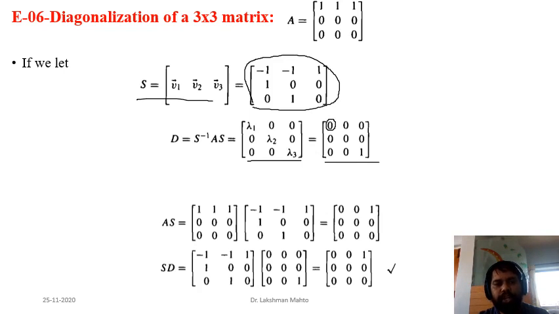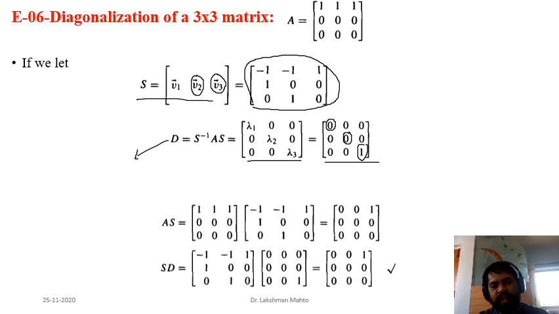Remember that v1 is coming in as the first column. What is the eigenvalue of v1? 0. So that's why 0 came here as the first diagonal element. V2 is associated with which eigenvalue? 0. So the second diagonal element is again 0. Now v3 is associated with what? Eigenvalue 1. So the third diagonal element is 1. So that is the diagonal picture we are getting.